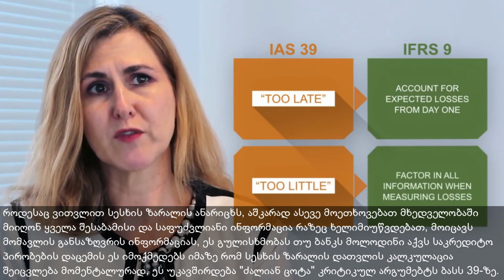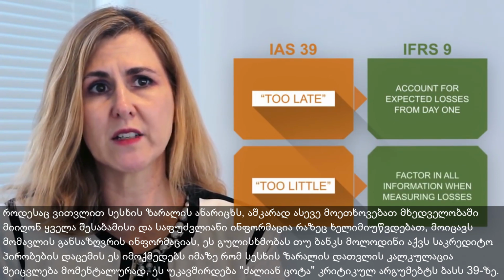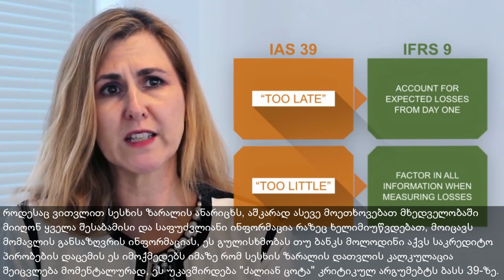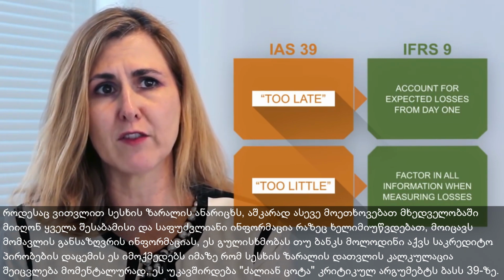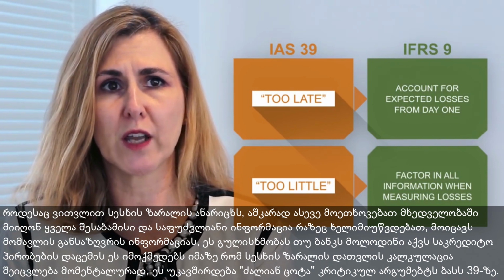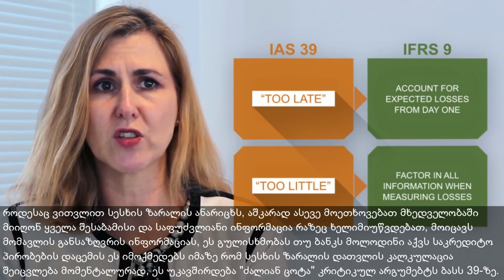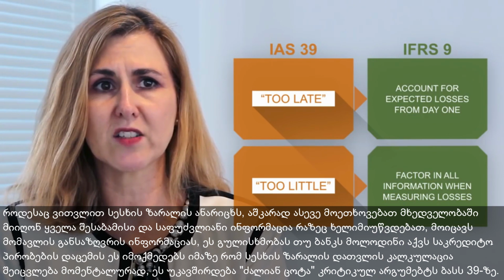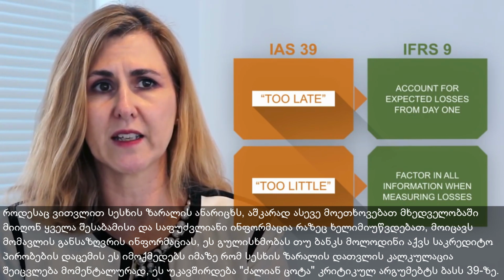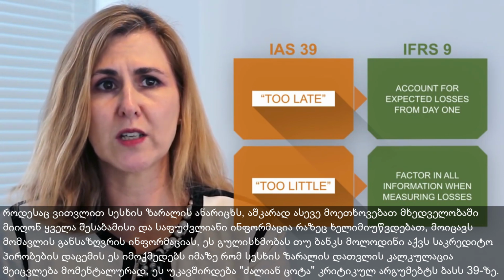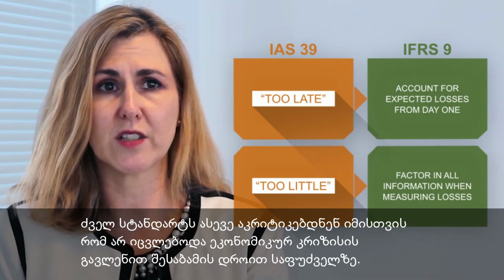When measuring loan loss provisions, they will also be required to take into account all the reasonable and supportable information they have available, including forward-looking information. This means that if a bank expects credit conditions to decline, it must reflect that in its loan loss calculations immediately. This addresses the "too little" criticism of IAS 39.